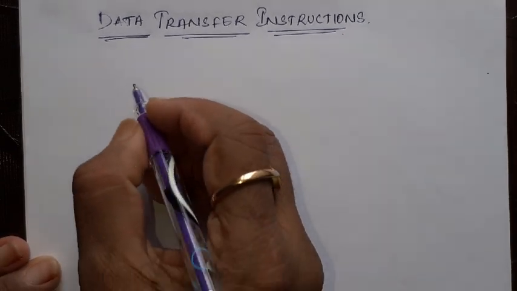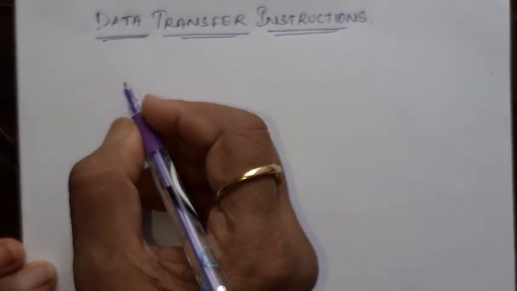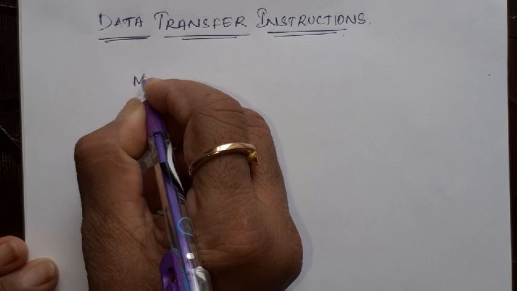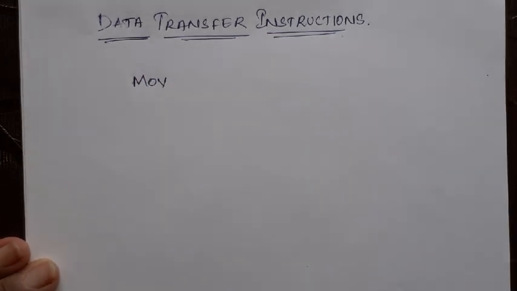So we have already seen MOV. The first data transfer instruction we can say is MOV. Again, in data transfer instructions, the data transfer can be between the registers, or immediate data to a register, or between the memory and a register.